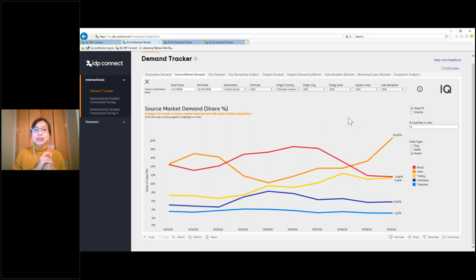So for those of you who have access to our demand tracker, let's do this together. If you can see the top filter bar here, you can change the date range, you can change the destination country, and so on. But the one I would like to focus on today is the study level. If you click the drop down button here, let's just do postgrad for now. I'll click on postgrad, and I'll click apply.